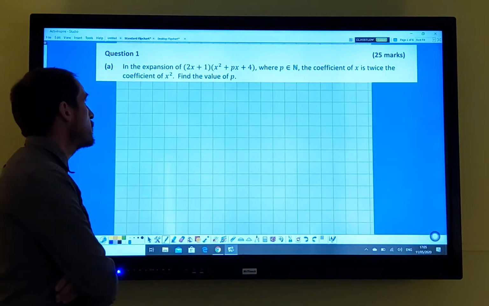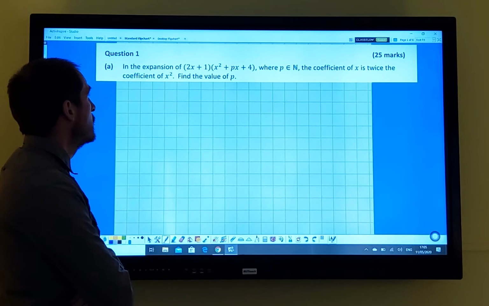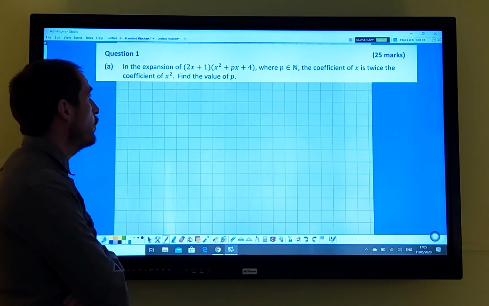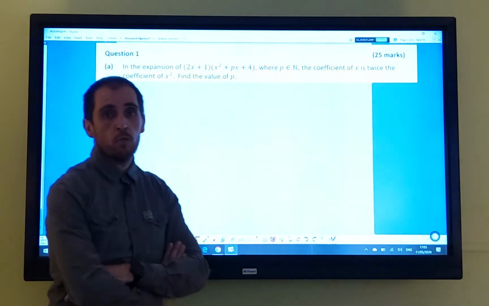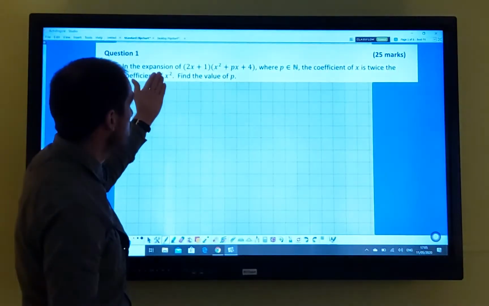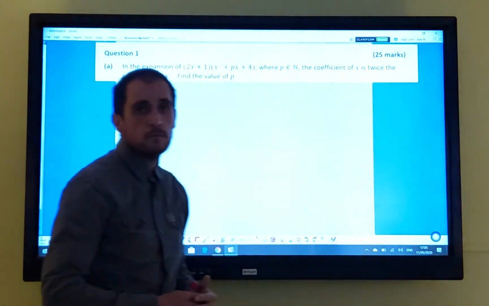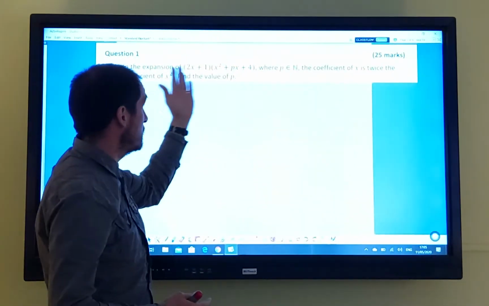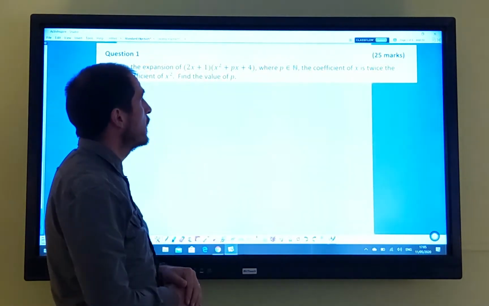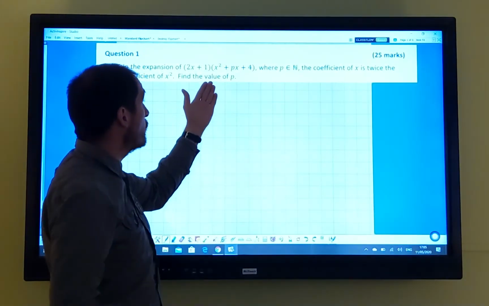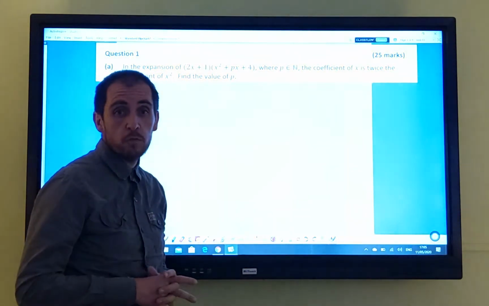It says, in the expansion of (2x + 1)(x² + px + 4), where p is a natural number, the coefficient of x is twice the coefficient of x². The key here is understanding the words, and the main words for this question are expansion and coefficient. Expansion means expand, make it bigger, so we're going to multiply it out. Coefficient is whatever number the x² or the x is multiplied by.